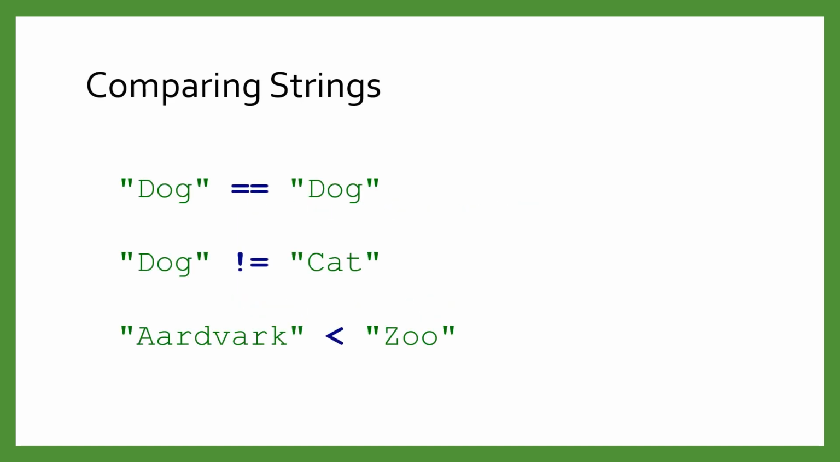You can test if two strings are equal, not equal, or even compare them using less than and greater than. This measures which one comes first in the alphabet. All of these functions return true or false.